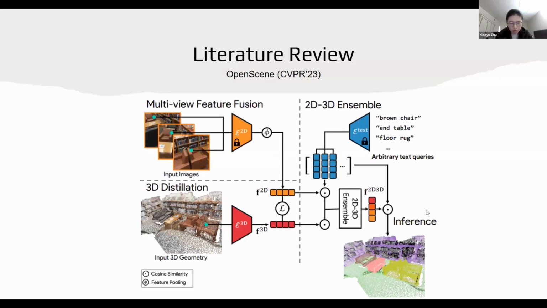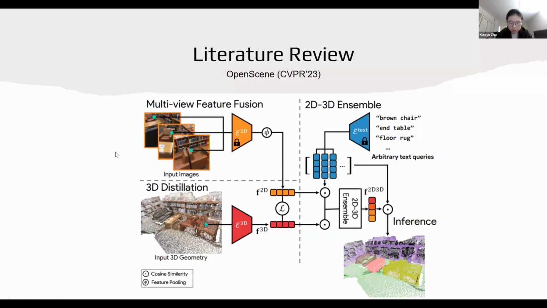Because open vocabulary 3D perception is a very new area, there are still many different problem formulations for this task. Here I will introduce two representative works in 3D perception. The first work is called OpenScene, published in CVPR 2023. It takes two types of inputs, as we discussed before: multi-view RGB images and a 3D point cloud.